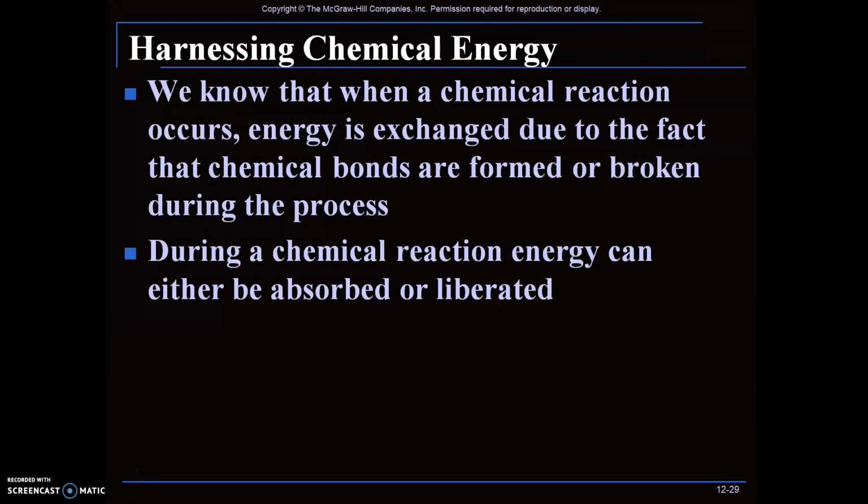Harnessing chemical energy. We know that when a chemical reaction occurs, energy is exchanged because chemical bonds are formed or broken during the process. So if we have a compound, we could break it into two elements, or we could add two elements together and make a compound. But when this happens, they either release energy, or they consume energy in order for that process to happen. During a chemical reaction, energy can either be absorbed or liberated.